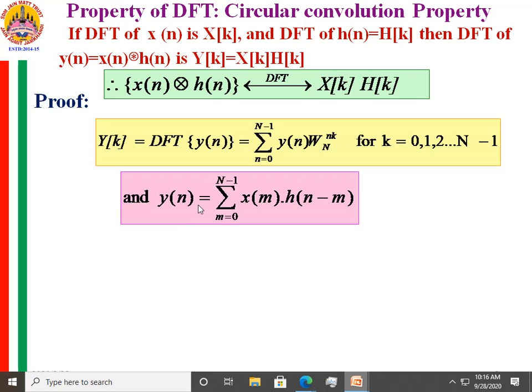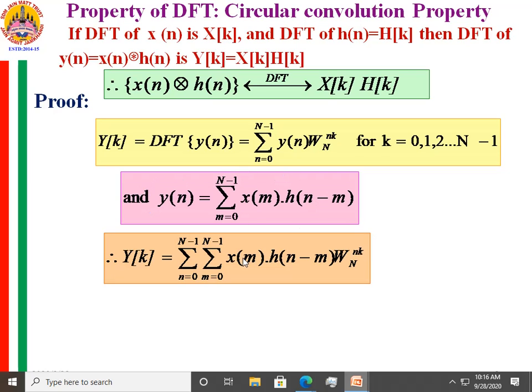So y of n is equal to summation m from 0 to N minus 1 x of m into h of n minus m. This is the expression of circular convolution. So when I substitute this value of y of n in this expression, I get the equation as summation n from 0 to N minus 1, summation m from 0 to N minus 1, x of m into h of n minus m, W raised to nk. Now this part is y of n. This y of n in the DFT equation is replaced with this summation expression of convolution.